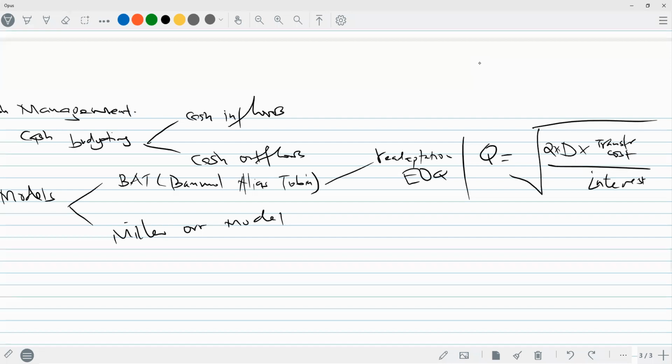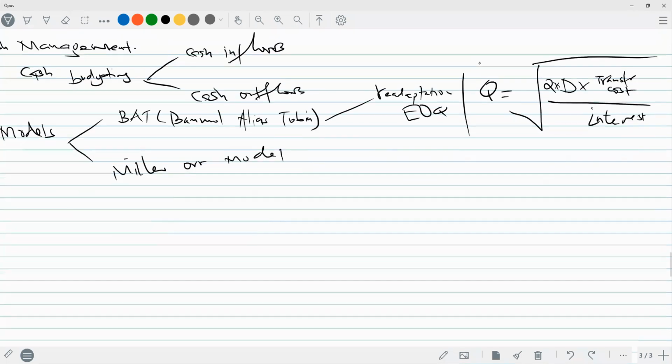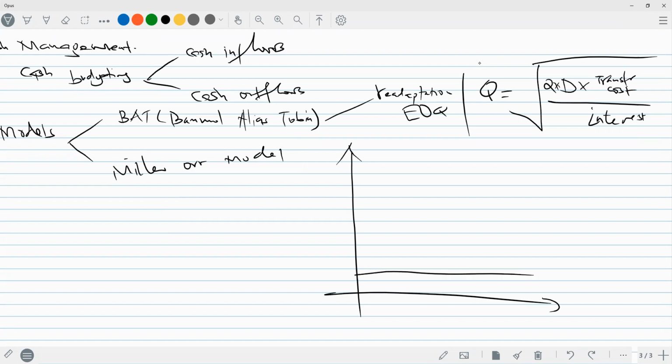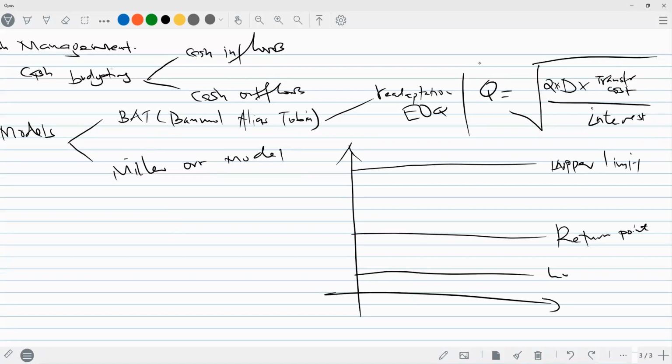Now, in the case of the Miller-Orr model, as per the model we want to establish a number of cash levels. We want to determine the minimum, the optimum point, or the so-called return point, and the upper point. So we have the upper limit, the return point, and then of course the lower limit. If a firm can know its upper limit, its return point and its lower limit, then it becomes easy to manage cash.